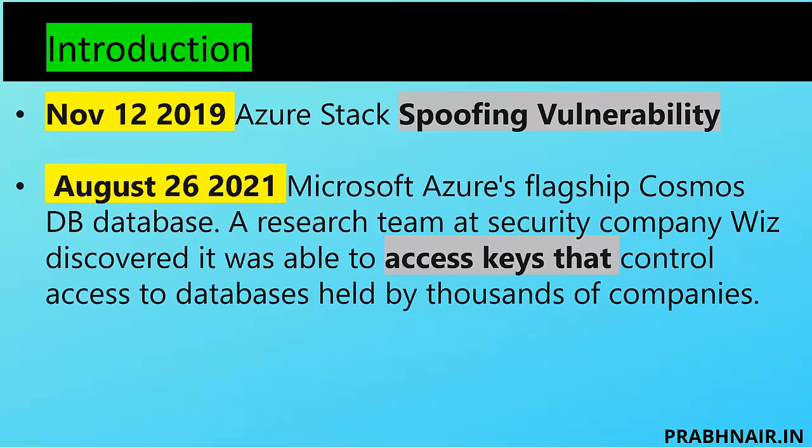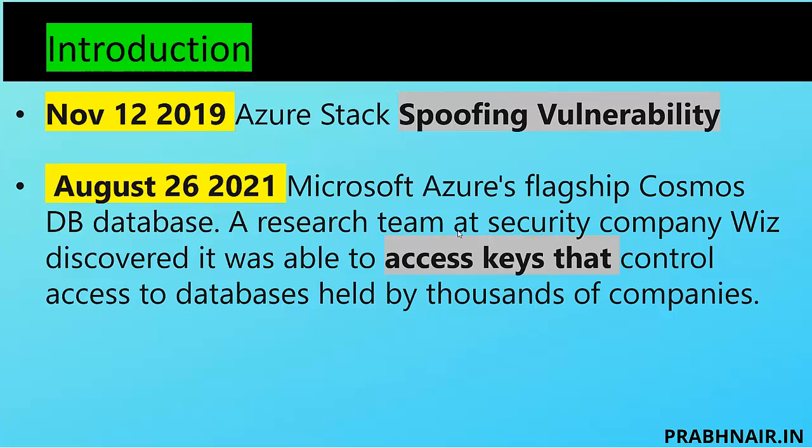On August 26, 2021, another concern was found in the Cosmos DB database, because when you go for the PaaS environment, the provider gives you the database, both structured and unstructured. They discovered that they were able to access the keys and control the databases held by thousands of customers. You can imagine, it's one of the biggest concerns. Things did not stop here.